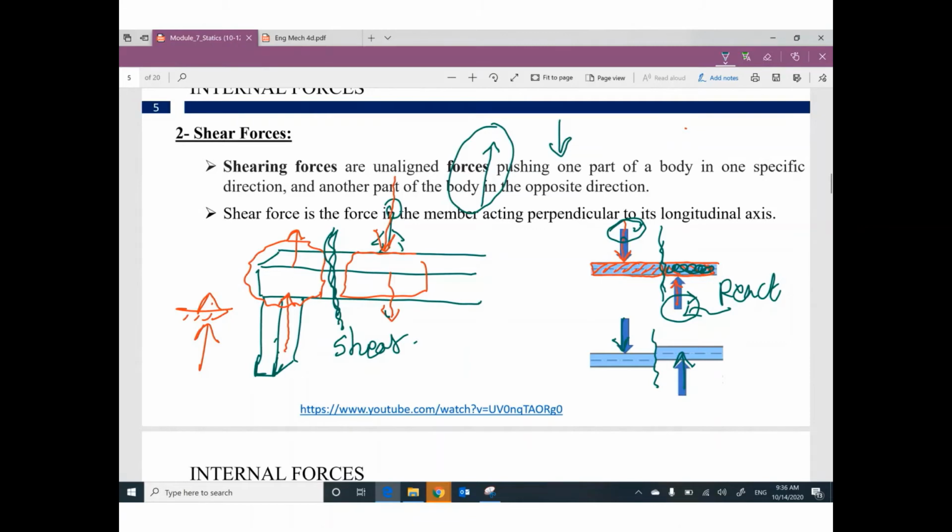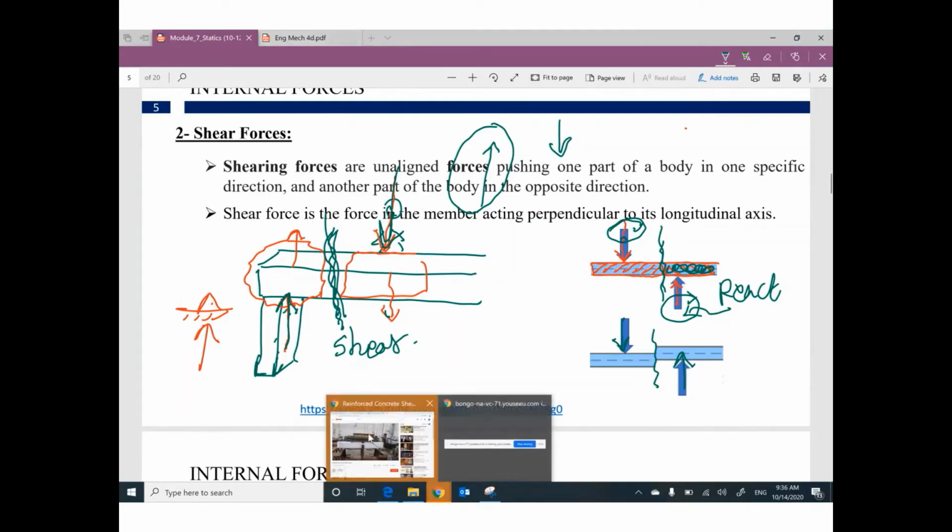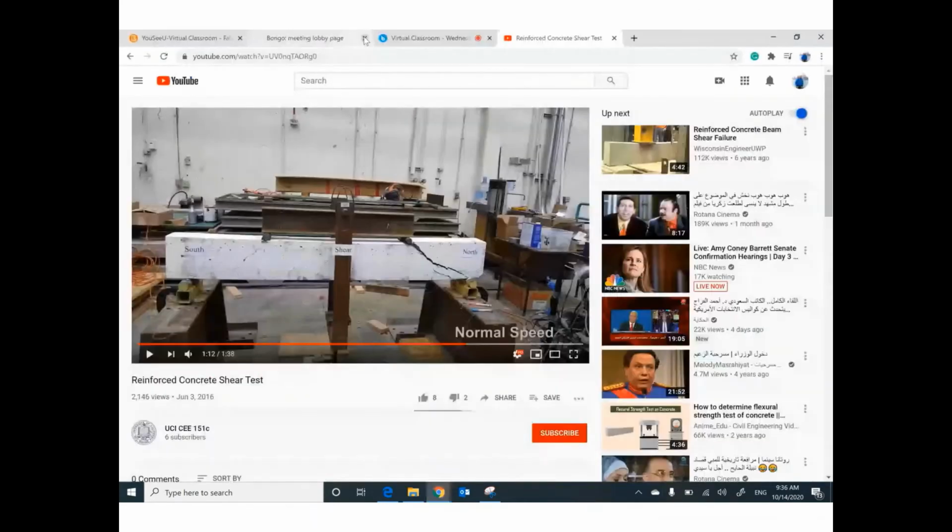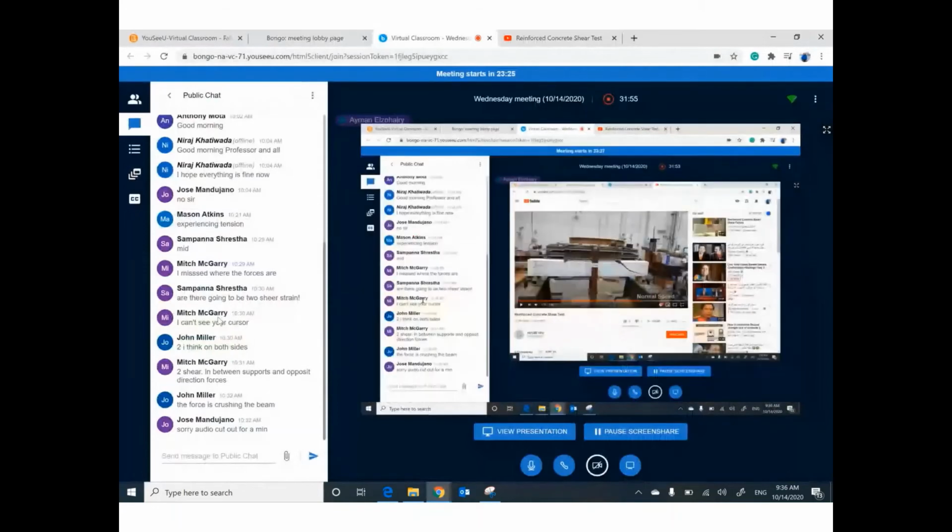It's not a real force, it's a reaction force. Okay, so sometimes we have a reaction and an applied force, two opposite forces, so we can expect shear in between. Guys, any questions so far?